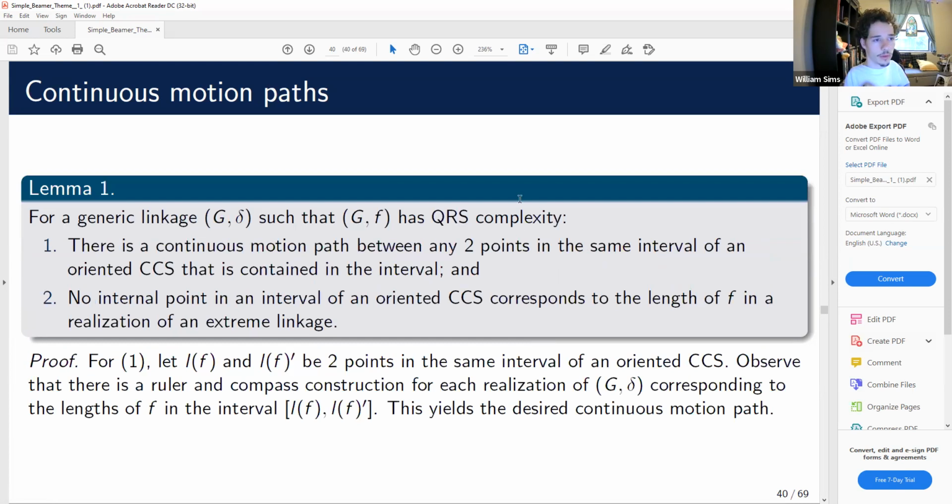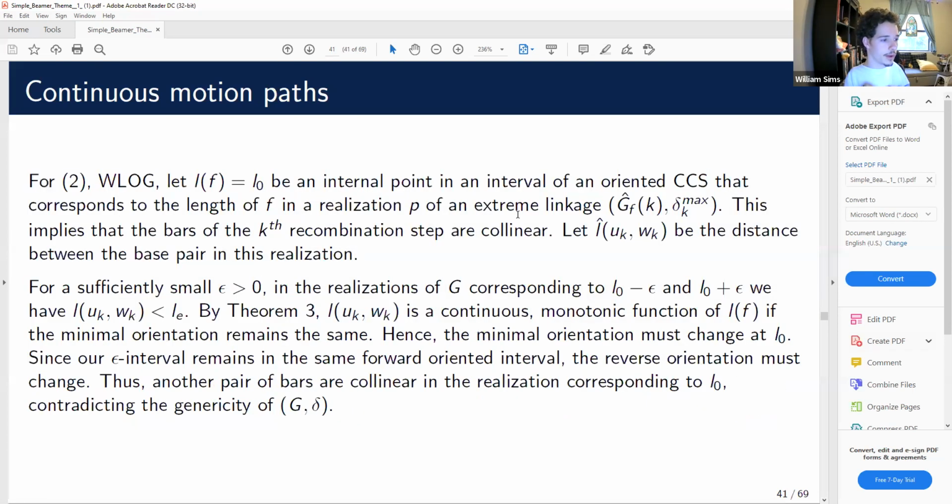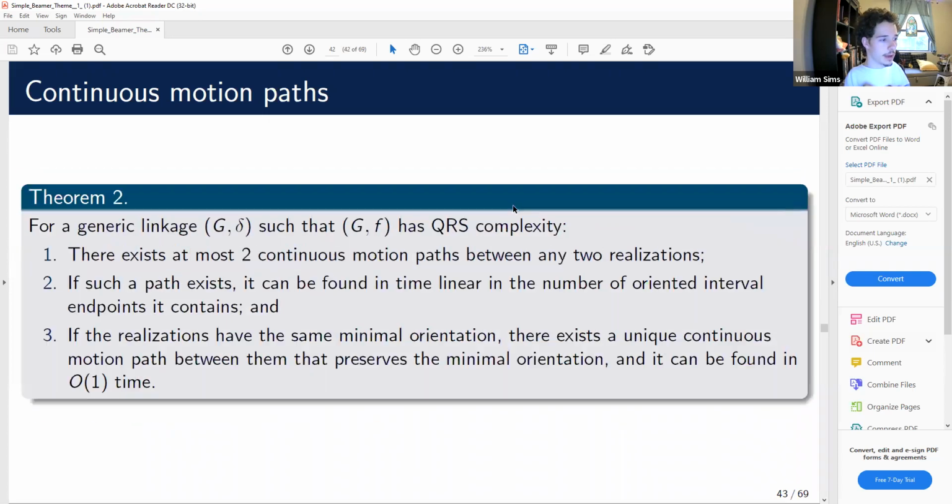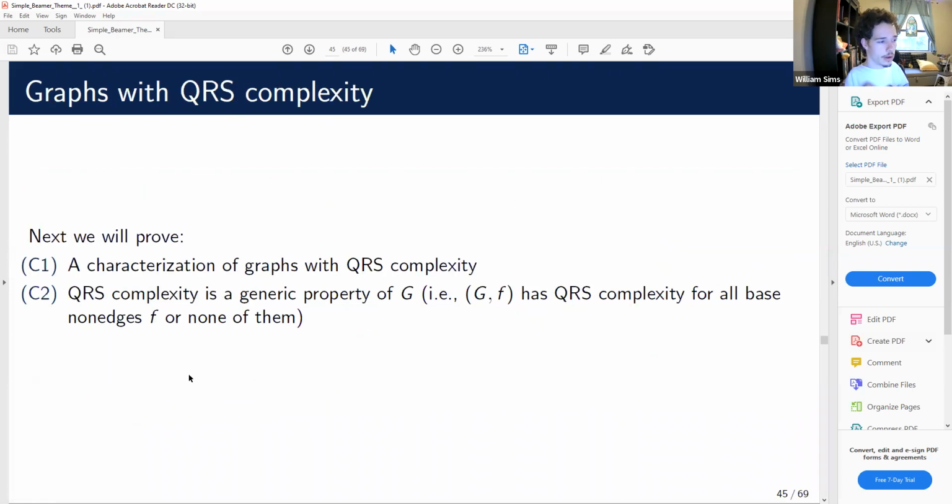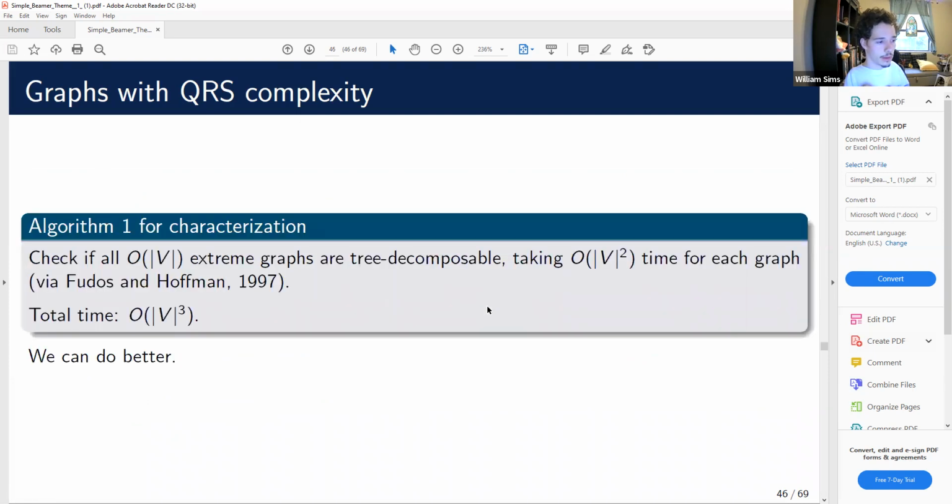Okay, so let me know if you have any questions on what we covered last time. So now we're going to focus on these two results. So we want to characterize pairs G comma F with QRS complexity.